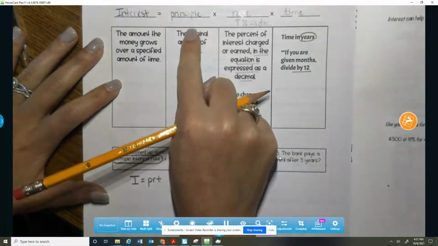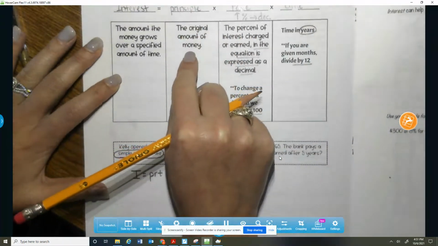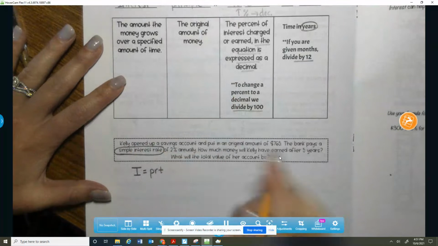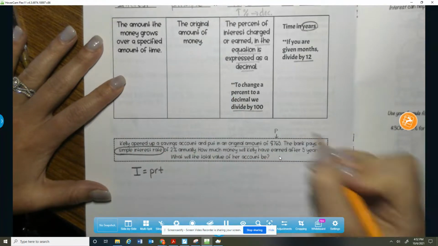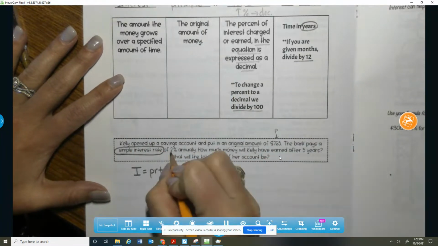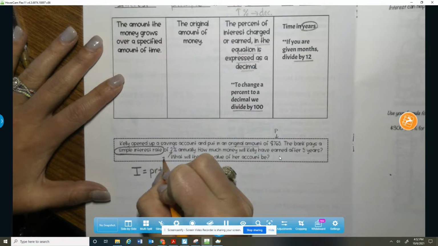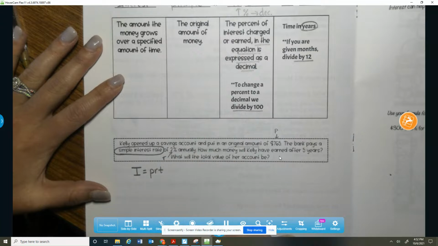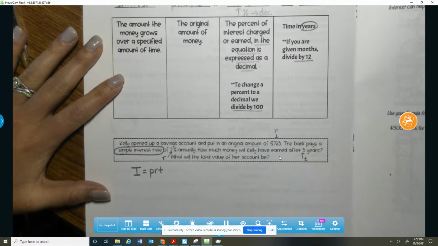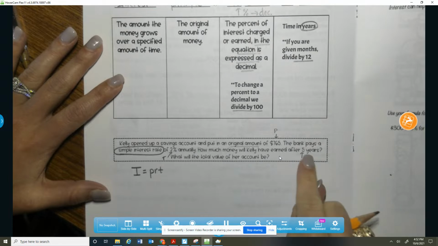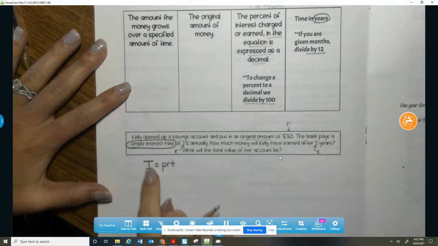Remember, principal is the original amount of money. So I see that in this problem, the original amount is 765, so that is P. Our rate is 2%, so that's the rate. And our time is 5 years, and I do not have to convert that to years because it's already given to me. So I'm literally just going to plug that into my formula using parentheses to represent each variable.